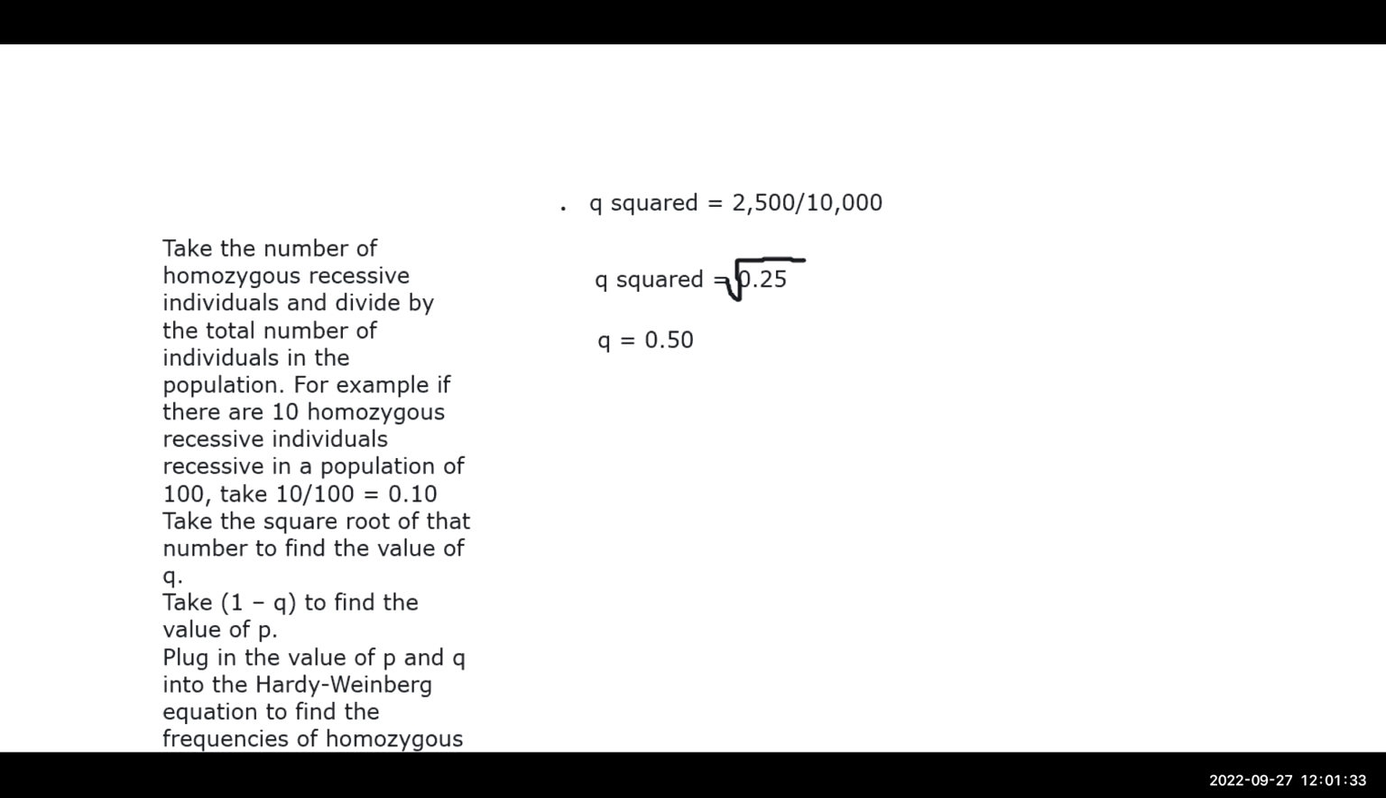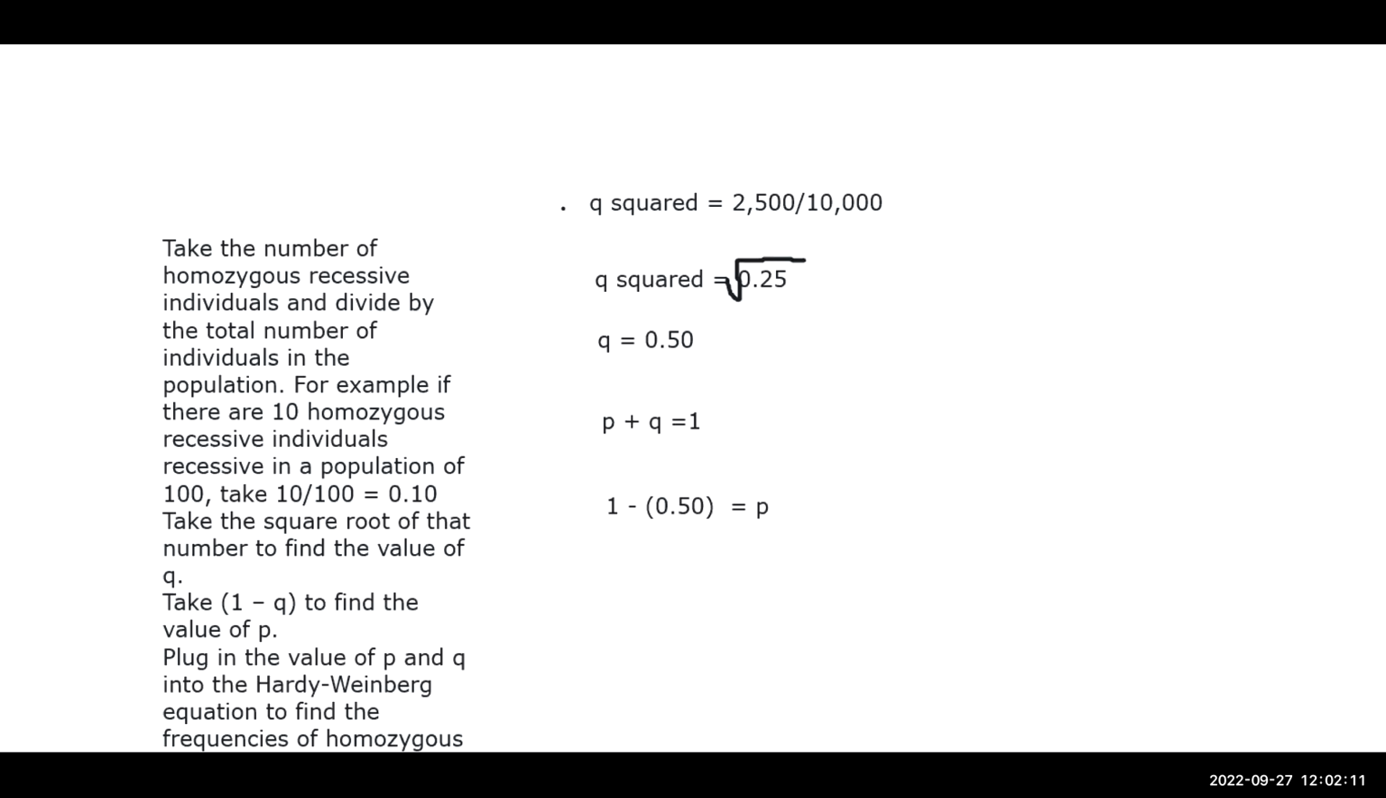If we know that Q equals 0.50, it's really easy to find the value of P, because we know that the dominant alleles plus the recessive alleles in a population have to equal 1, or 100% of the population. So P plus Q must equal 1. We know the value of Q, so all we need to do is 1 minus 0.50, which will give us the value of P. We do the math, and P also equals 0.50.